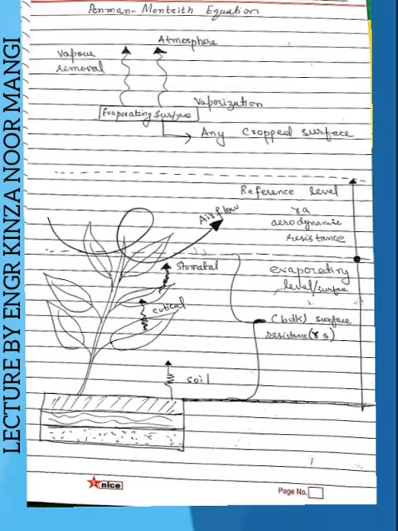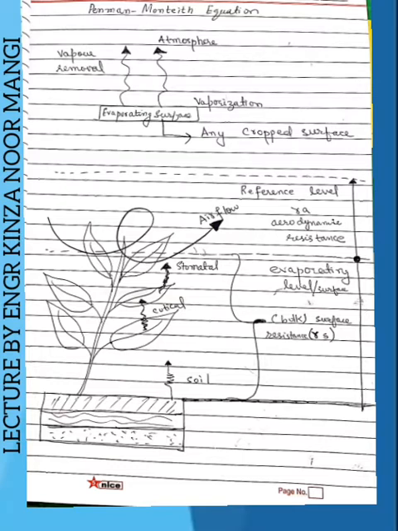Now coming towards the air resistance. If an area has a high wind speed, flowing with a greater velocity, then what will happen? Then there will be less evapotranspiration. The air will also cause hindrance, and that hindrance is known as the aerodynamic resistance. It is denoted by Ra.